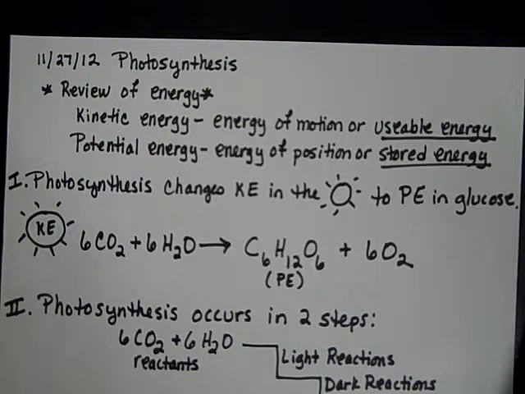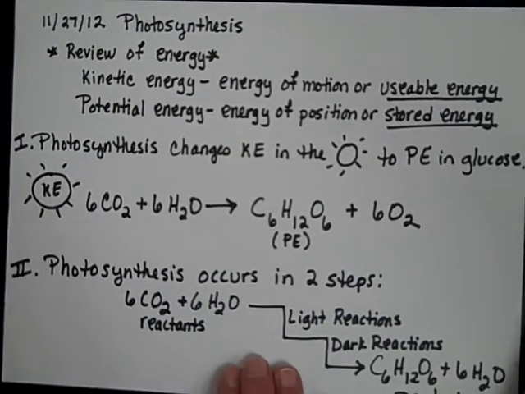So it's got a ton of kinetic energy, and that energy is harnessed or captured by the chloroplasts, and the chloroplasts then use that energy to break apart carbon dioxide and water molecules and rearrange them into glucose molecules and oxygen molecules. Now the glucose molecule stores a lot of energy for the plant. So the kinetic energy in the sun is literally changed into the potential energy in a glucose molecule.